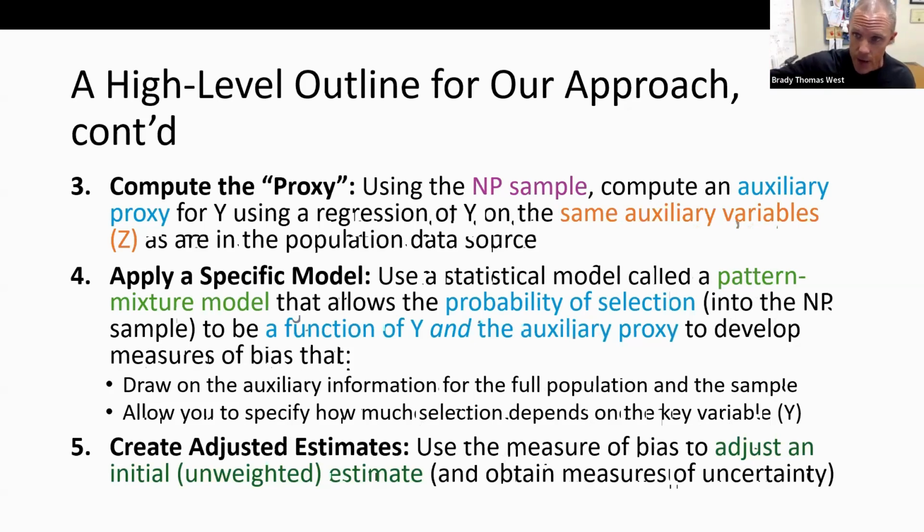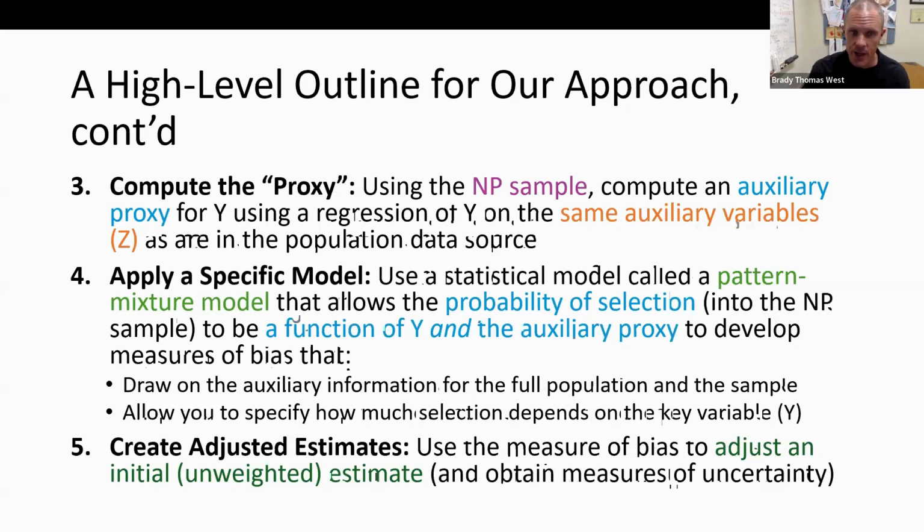So we use that aggregate population information, the auxiliary proxy based on the selected sample, the value of Y, and the dependence of the probability of selection on either Y or the auxiliary proxy, to formulate estimates of that bias. We draw on the auxiliary information for the full population on the sample, and we're going to talk about a parameter that lets you specify how much selection depends on your key variable of interest. In other words, the level of non-ignorable selection.